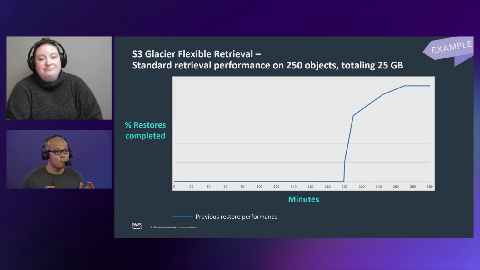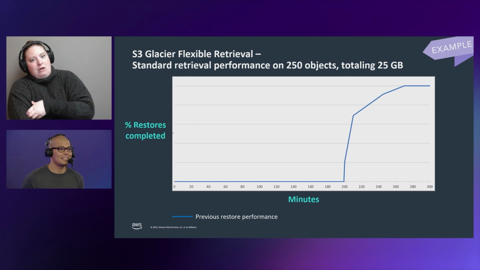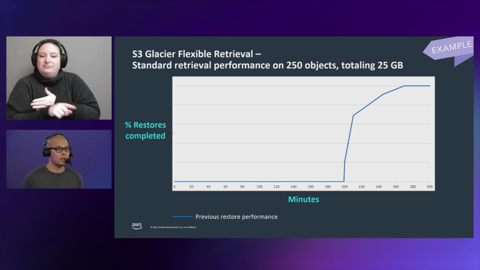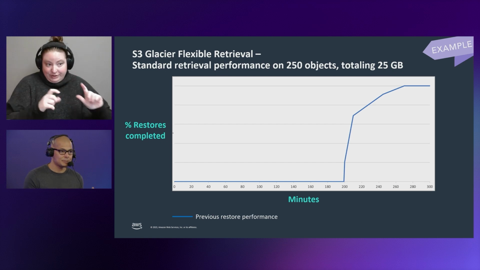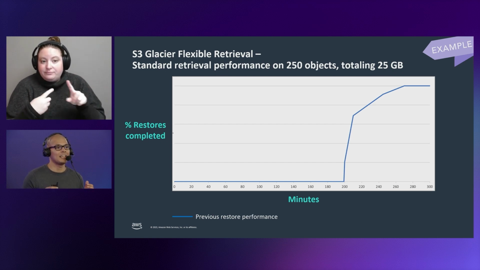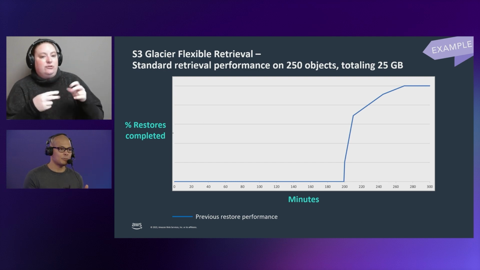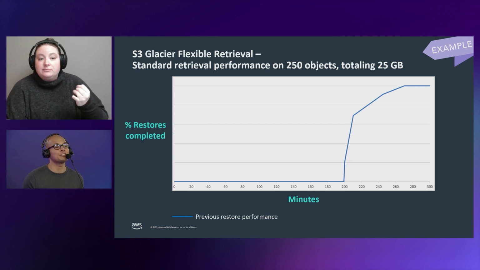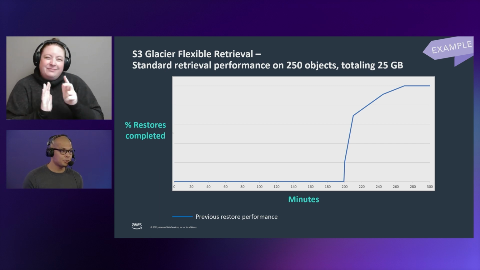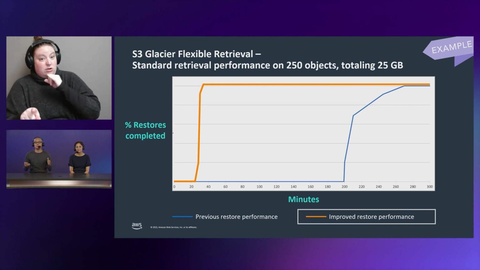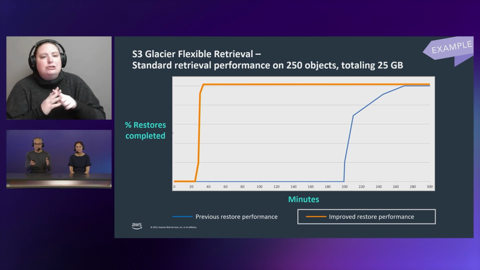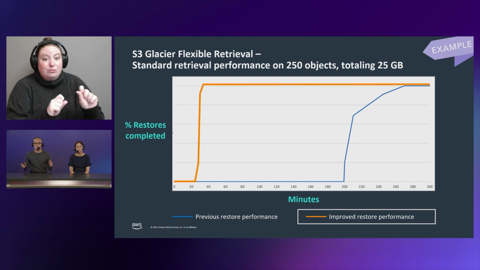You should see just how powerful this performance improvement is. In this example, we are talking about a restore job with 250 objects totaling about 25 gigabytes. The blue line here shows the previous restore performance for objects in S3 Glacier flexible retrieval when initiated using the standard retrieval tier. These objects typically finish restoring in about 3 to 5 hours. With the performance improvement that we have made, now shown here in the orange line, these restores now typically start in minutes. In this case, the restore job finished in under 30 minutes.